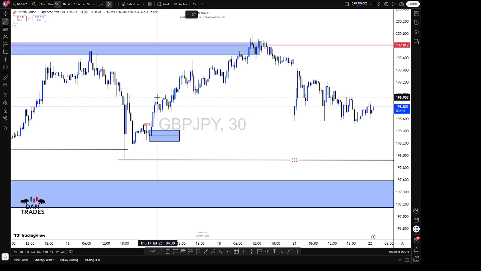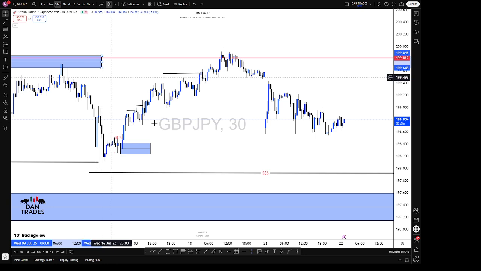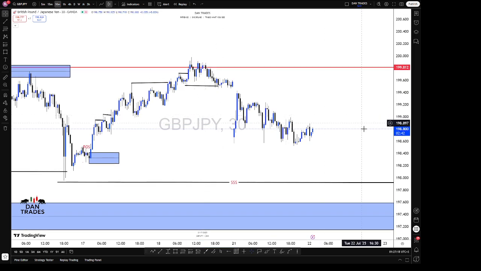And we might have these internal breakout structures on a lower time frame. Then we can have this also as our breakout structure. Then we're going to have this as our last breakout structure around that area, because I can see we might have a change of character around that area.